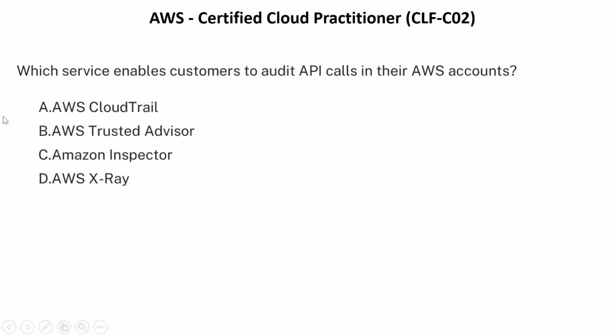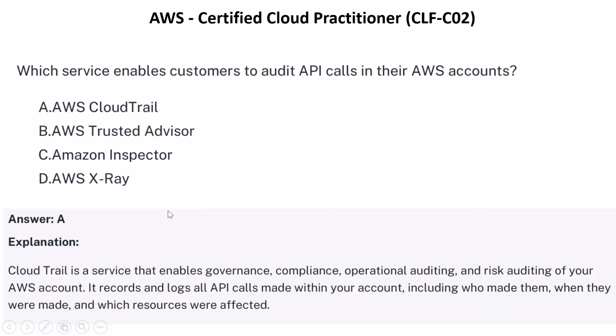Next question. Which service enables customers to audit API calls in their AWS accounts? The options are option A, AWS CloudTrail. Option B, AWS Trusted Advisor. Option C, Amazon Inspector. Option D, AWS X-Ray. The correct answer is option A, AWS CloudTrail.